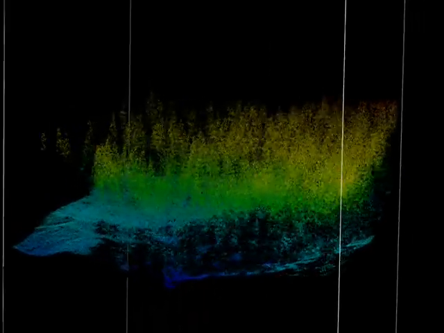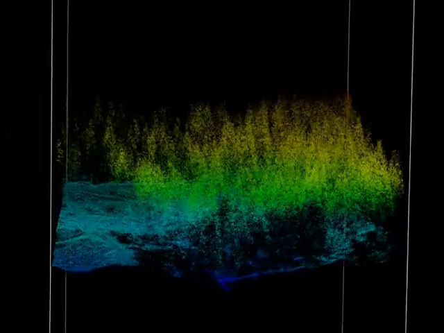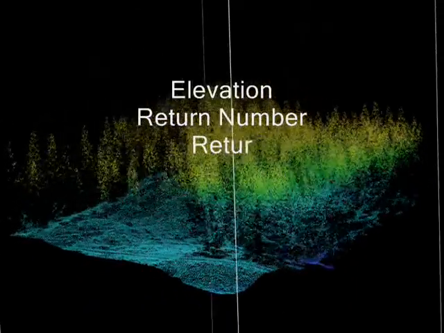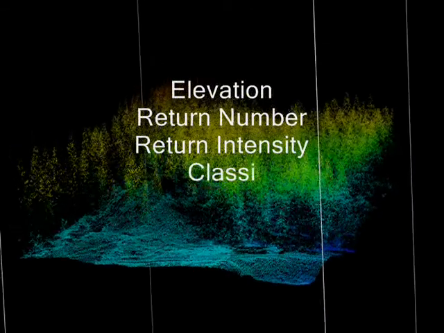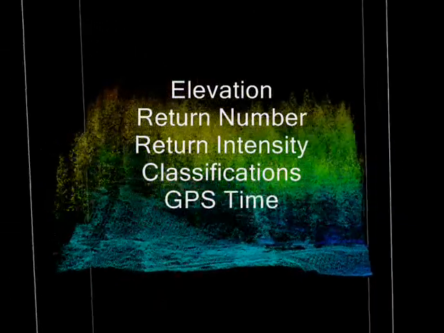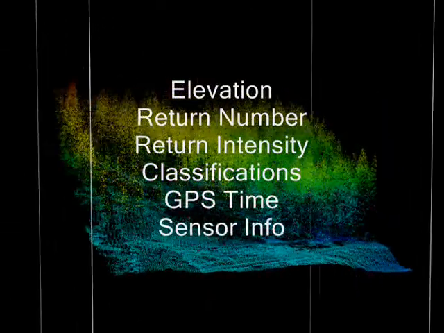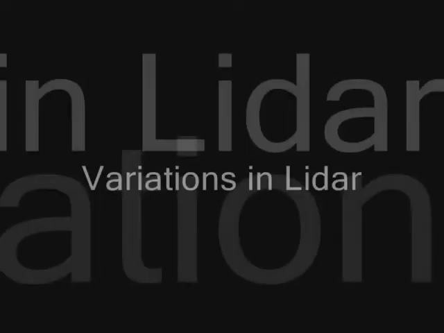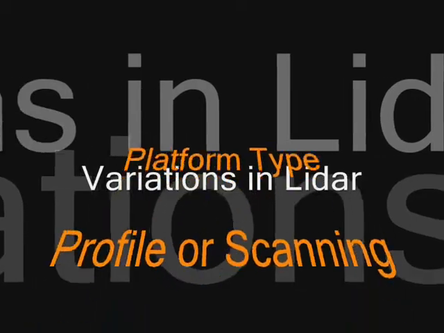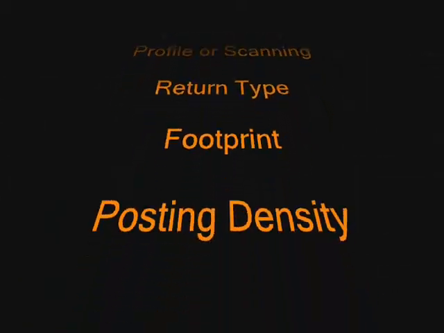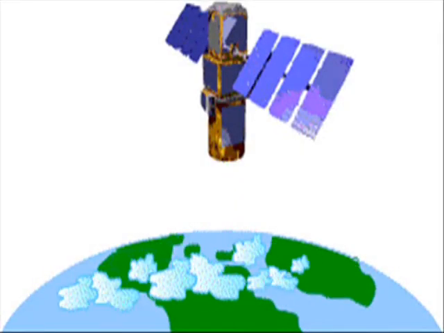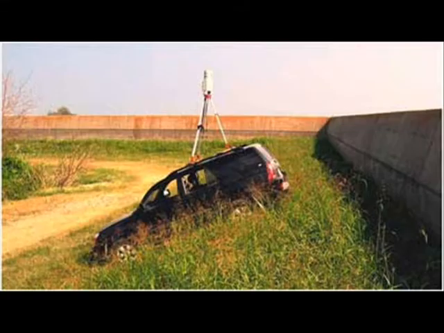In addition to the coordinate and elevation data for each point, LIDAR data usually includes other embedded information as shown here. This can vary by vendor, sensor type, and applied processing, but the information can be useful for a variety of applications. There are many different varieties of LIDAR for many different applications. For example, the LIDAR platform may be space-based, an aircraft, or ground-based.